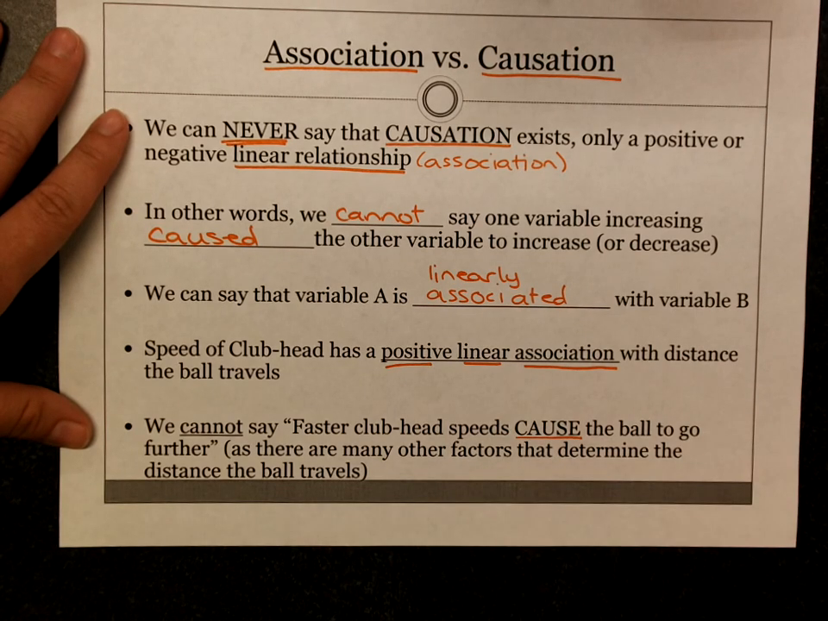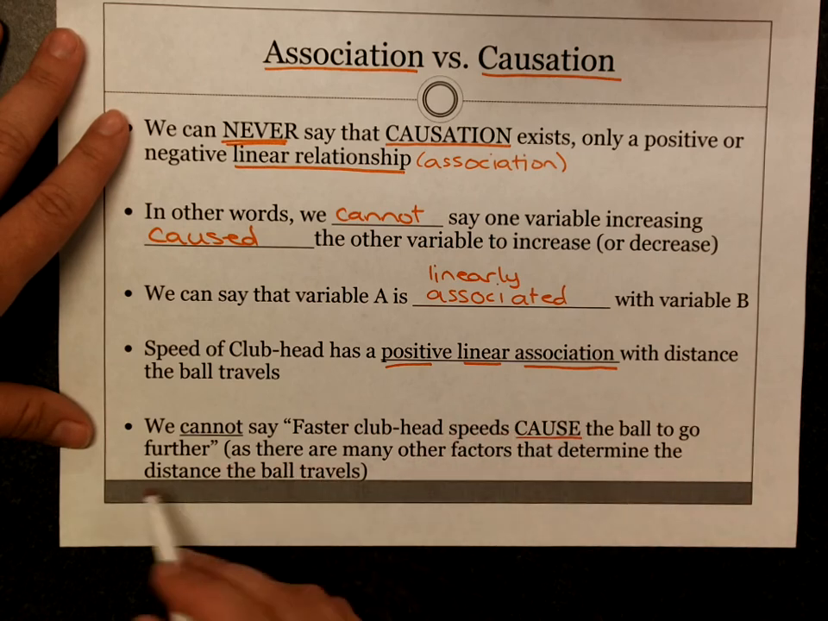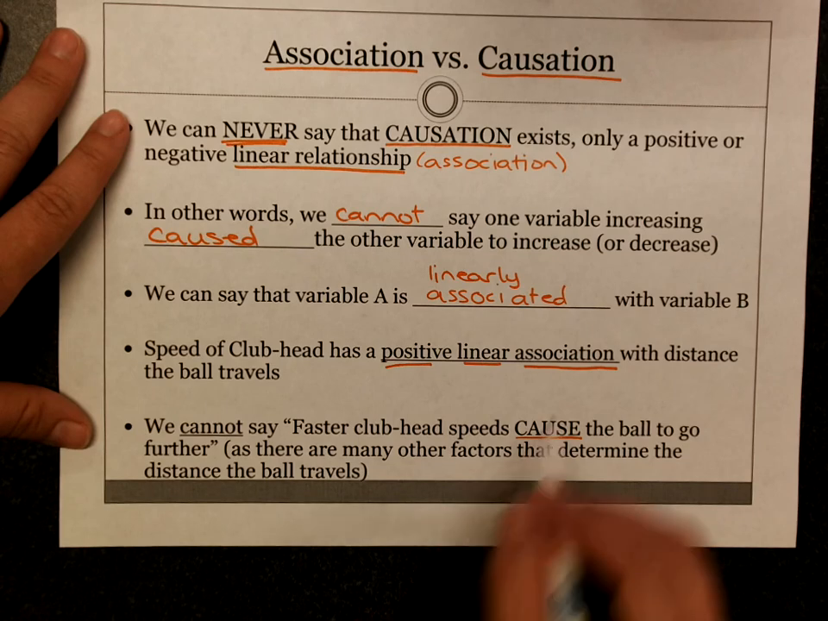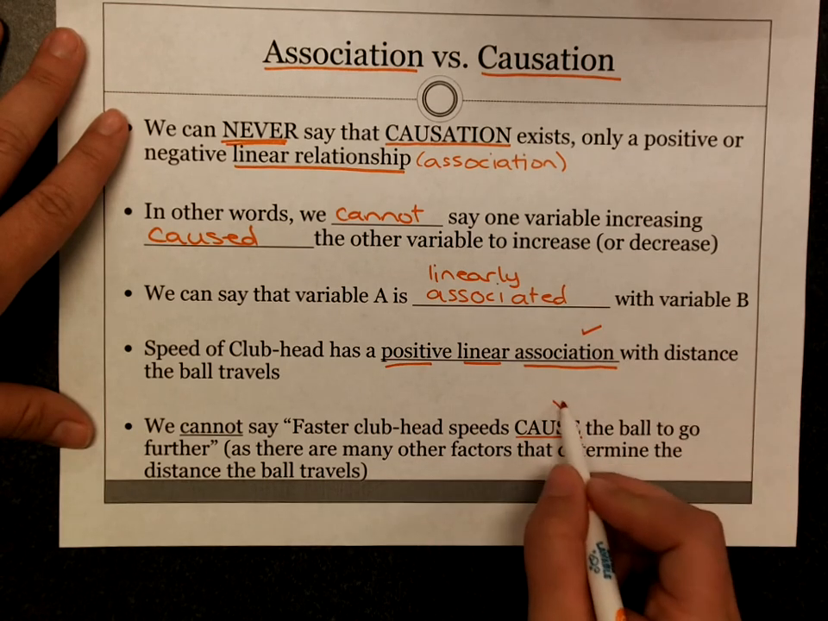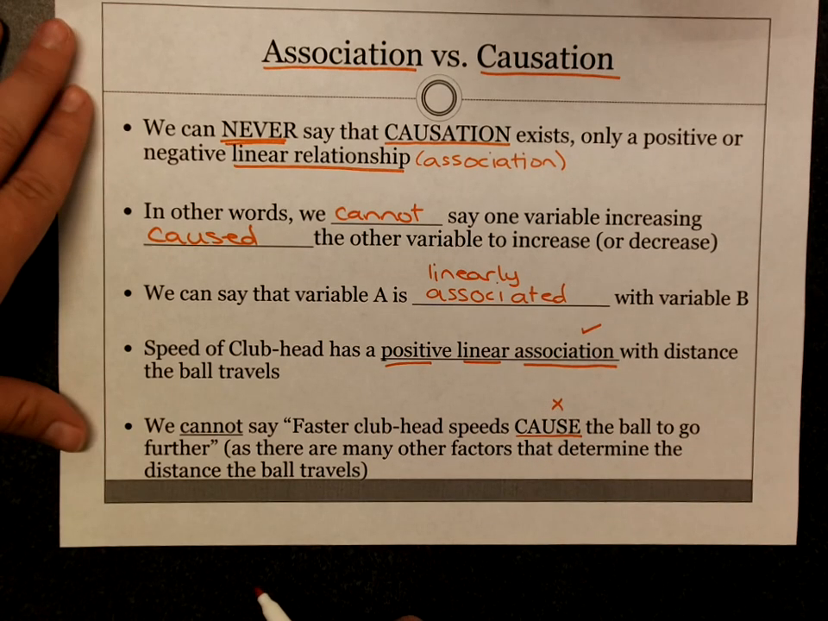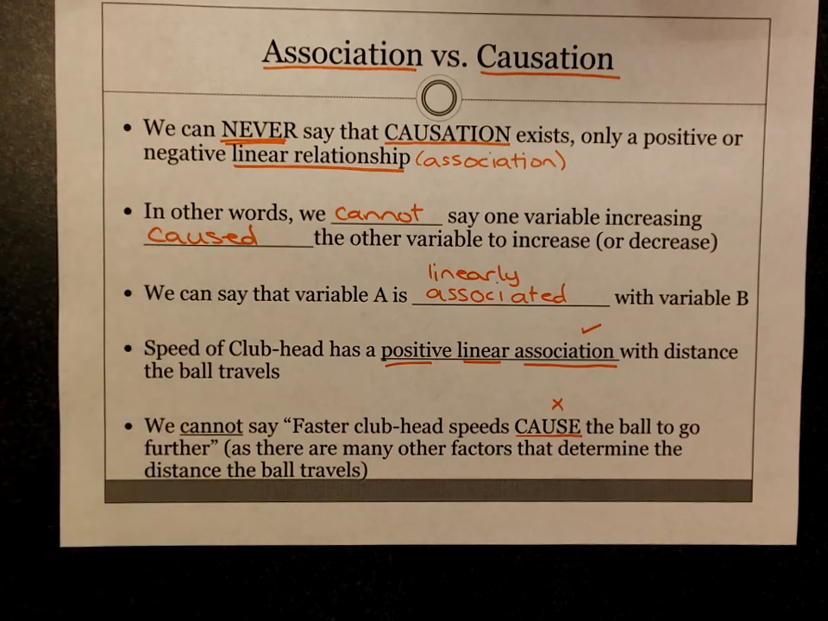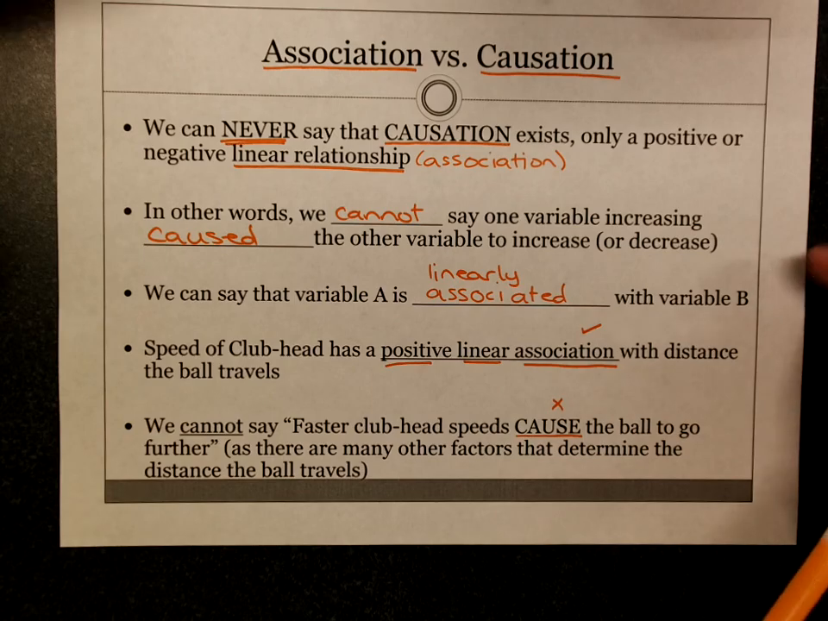We didn't run an experiment or anything, so we can't say that causation exists. There's other factors that determine the distance the ball travels. So we can use the word association, we cannot use the word causation. Just a quick difference between those two. All right, I will pause there and pick back up with section 4.2.